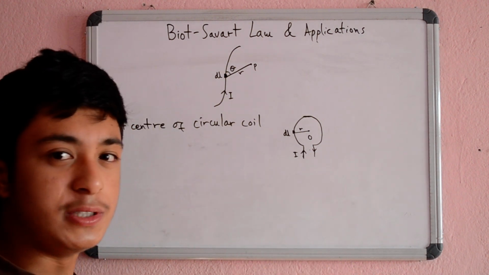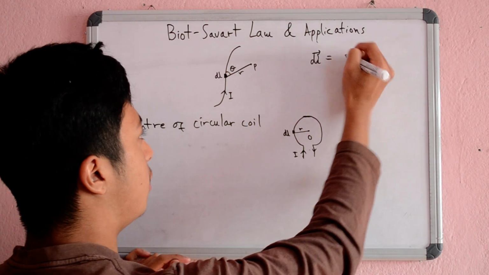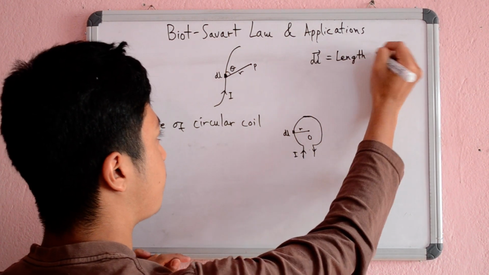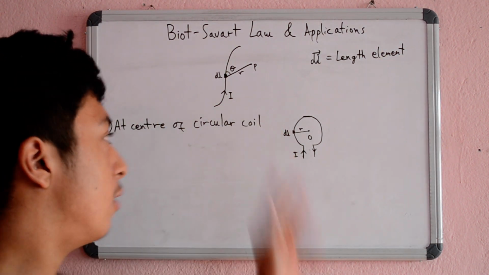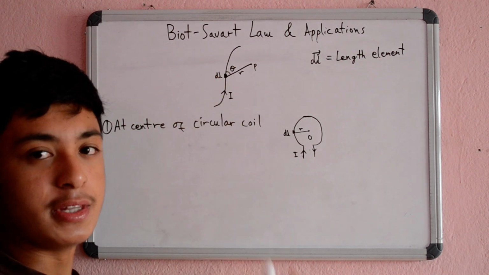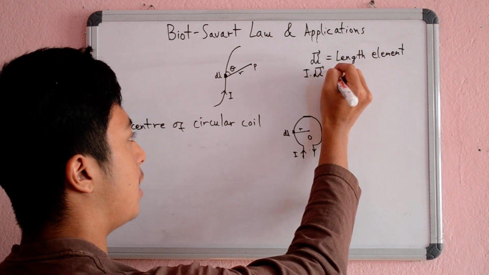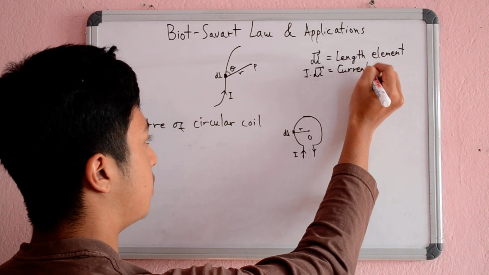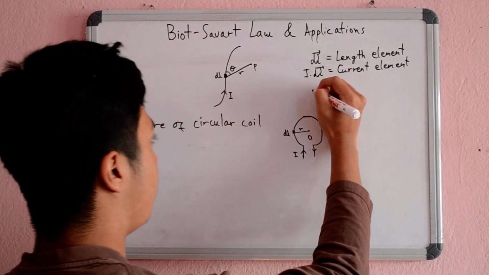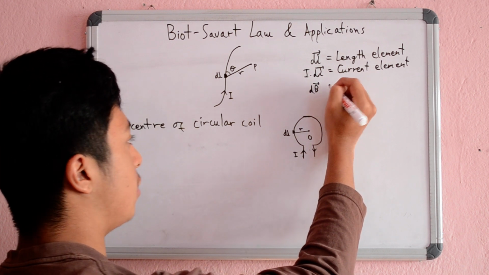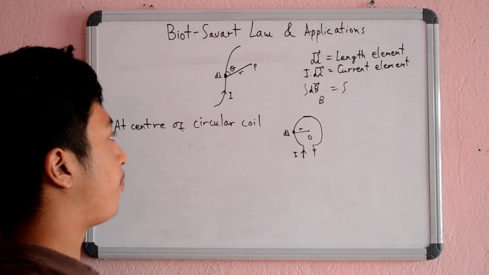So what we do is we take a very small length which is known, this dl is known as the length element which is in the direction of the current, and then the current passes through that length element, and the product of the current and length element together is known as current element. And of course, due to this current element, we will have a very small magnetic field, and we will integrate both sides to get the total magnetic field.